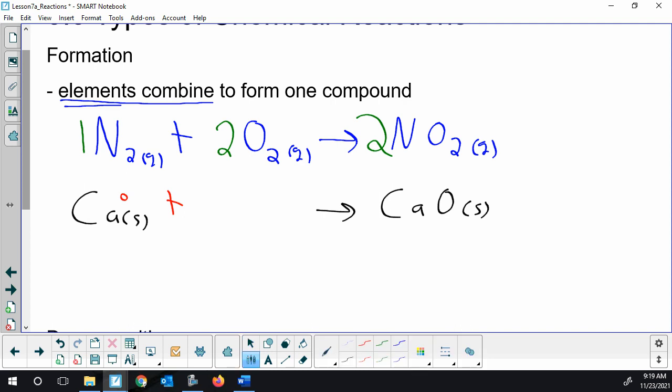Plus, we have to go to our next element. We make oxide, so we're going to need the oxygen element, oxygen in its elemental form, and they come in pairs. So calcium metal plus oxygen gas will make the ionic calcium oxide.